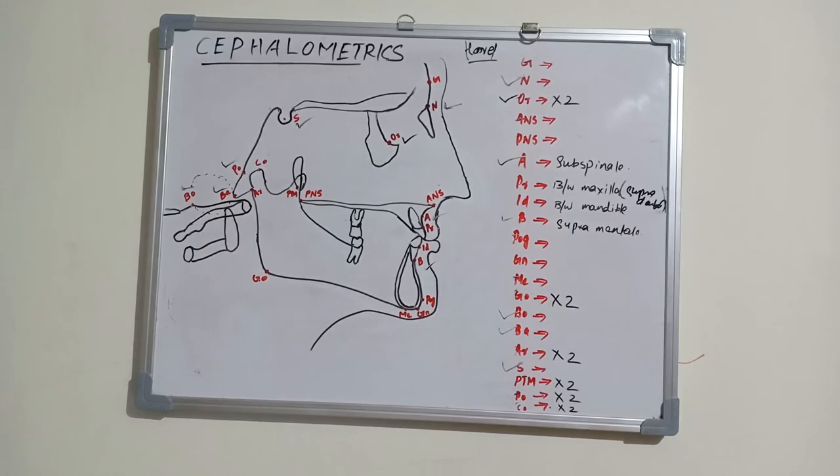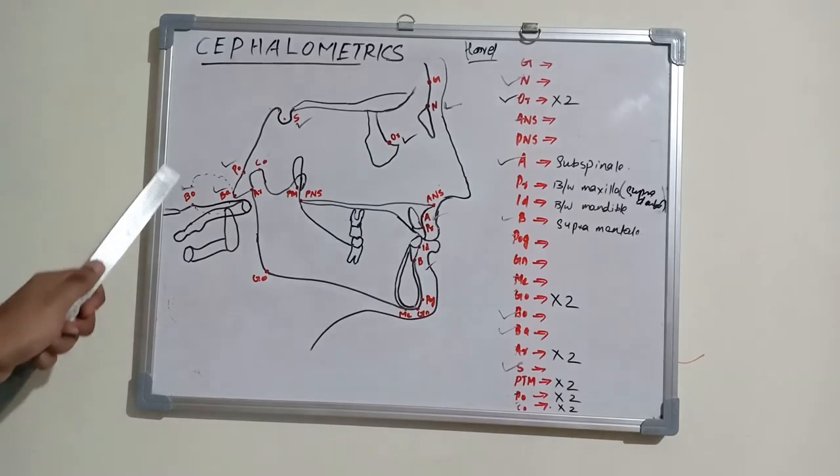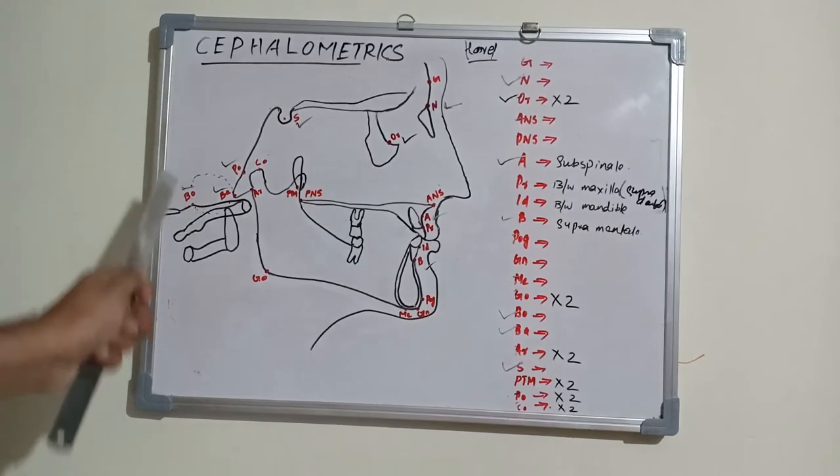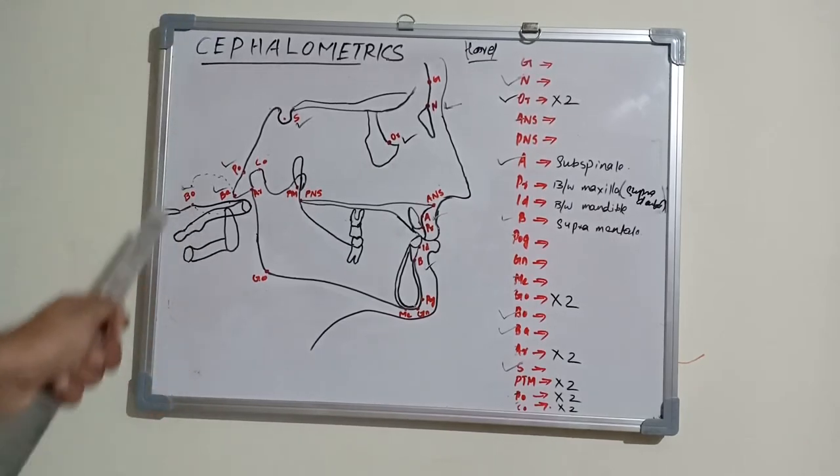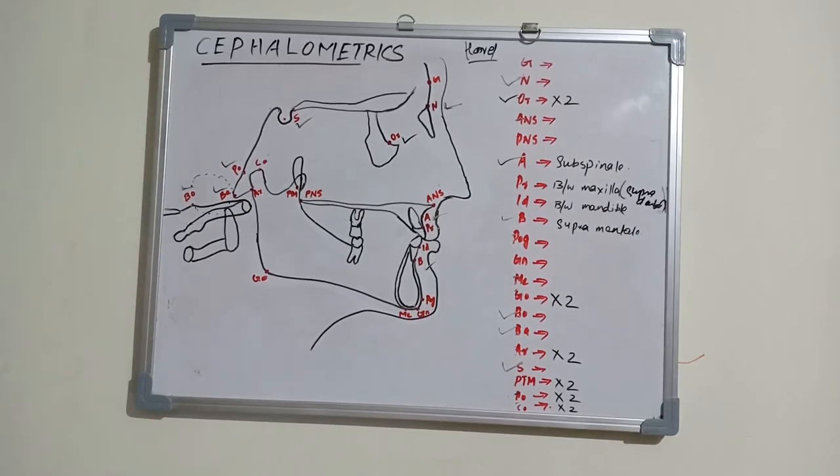Bolton point is the highest point at the post condylar notch of the occipital bone. So we know that it is the back side of the skull. The occipital bone will be covering this side. One of the most posterior points is Bolton point.